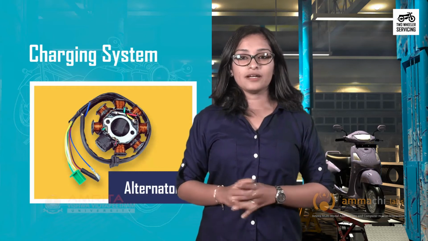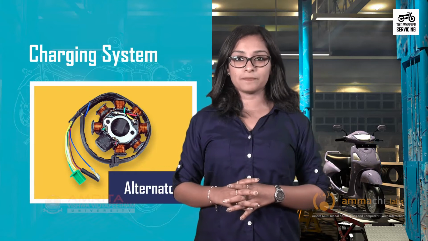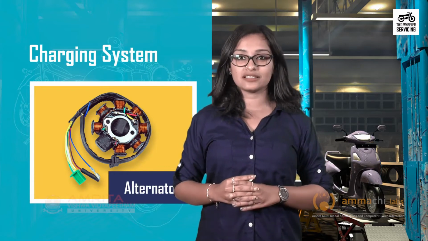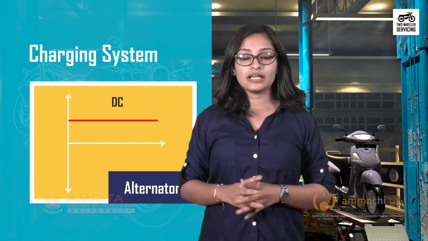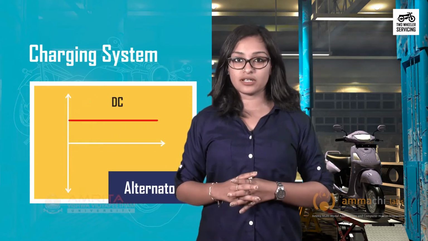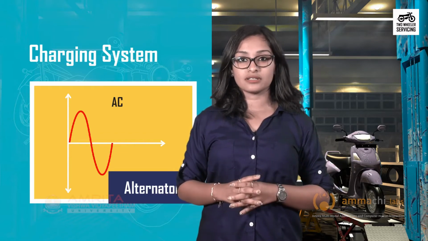Alternator. There are two types of mechanical devices used to create electrical energy: the DC generator and the AC generator. The DC generator produces direct current. The alternator or AC generator produces alternating current, which needs to be converted to direct current.